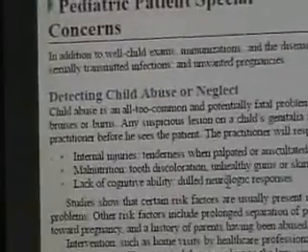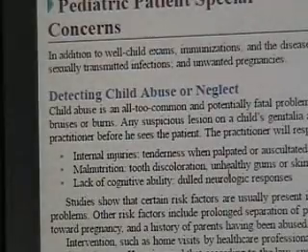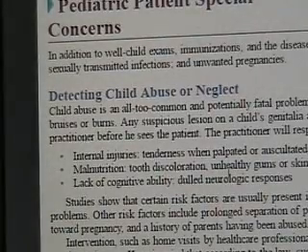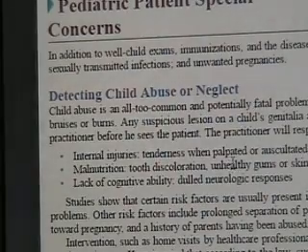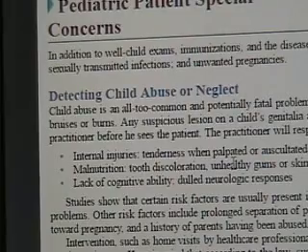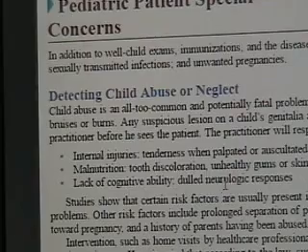Well, we want to, of course, detect for child abuse. And remember, we do not report. We do not call the police. We do not call Child Protective Services. We simply gather up data, inform our chain of command. The rest is up to the law and everything else.